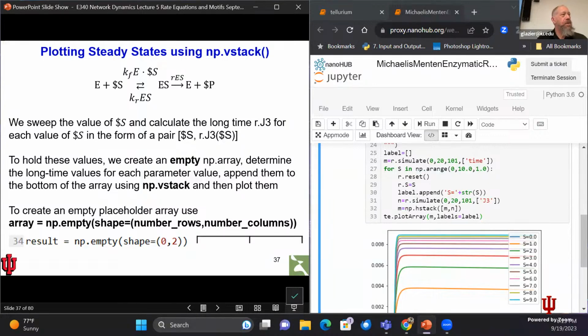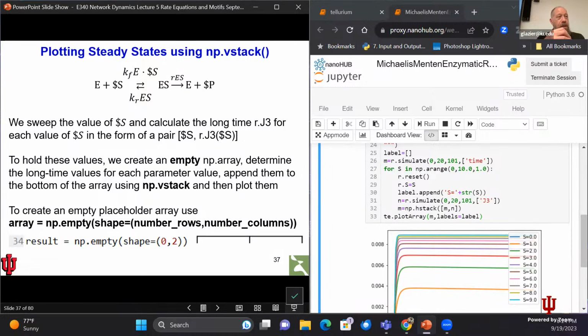So what we're going to do now is write a simulation where we're fixing the amount of S and fixing the amount of output P, just so that P doesn't blow up. And we're going to be calculating the rate of production of P, which is RES, as a function of S. And we're going to create a pair, which is the value of S, comma, RES. And we're going to sweep that, and we want to then plot that.